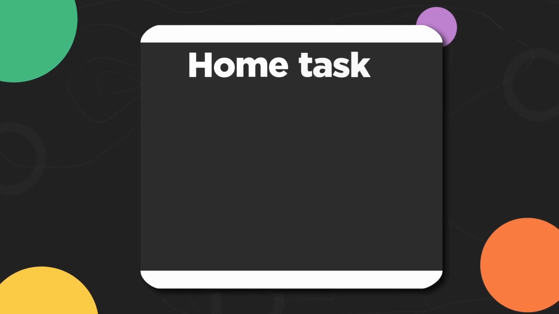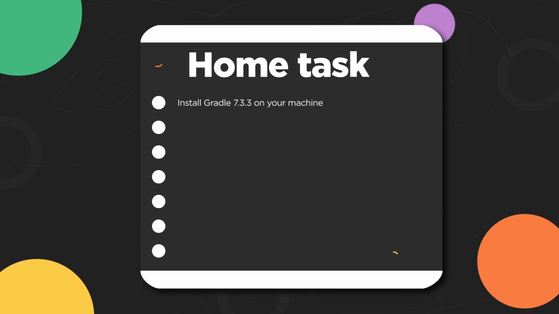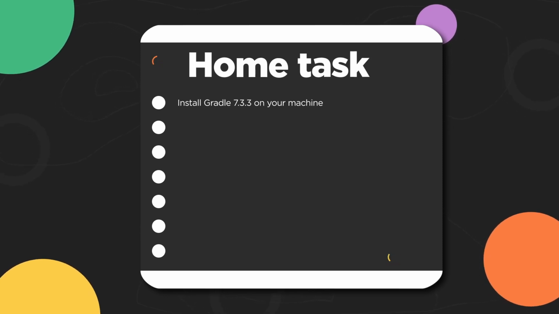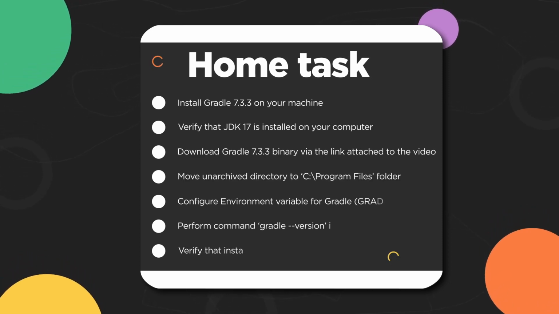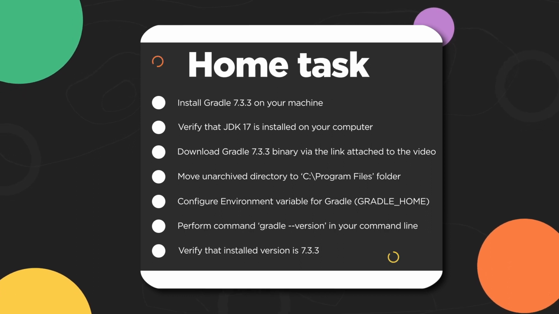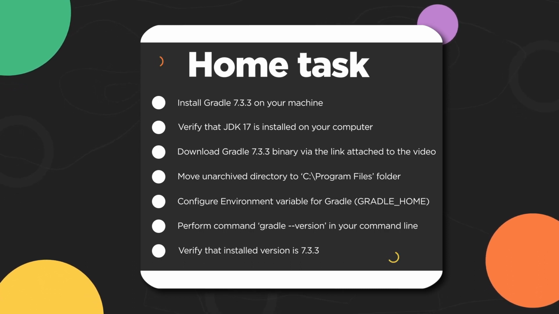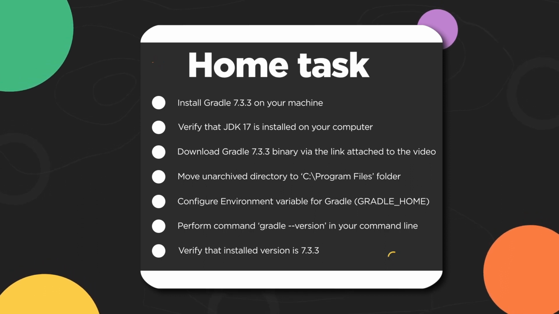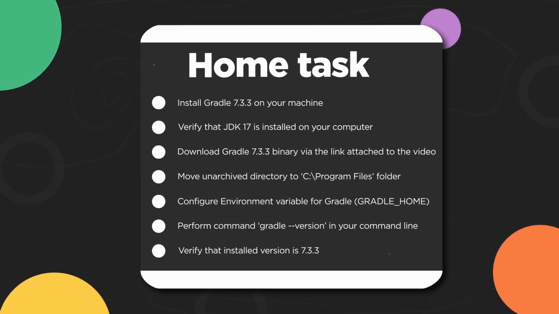Let's discuss what the home task for this video lesson will be. The home task will be to install Gradle 7.3.3 on your machine. To do so, you should do the following. Verify that JDK 17 is installed on your computer. Download the Gradle 7.3.3 binary via the link attached to the video. Move the unarchived directory to C program files. Configure an environment variable for Gradle with the name Gradle Home. Perform the command gradle --version in your command line. Verify that the installed Gradle version is 7.3.3.